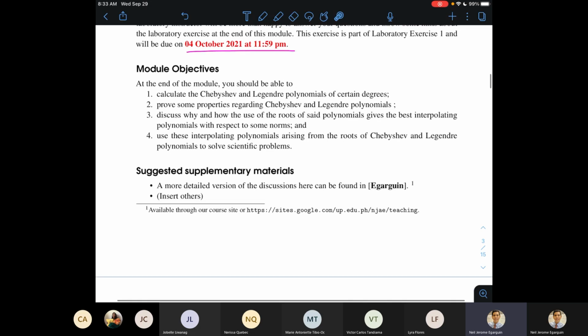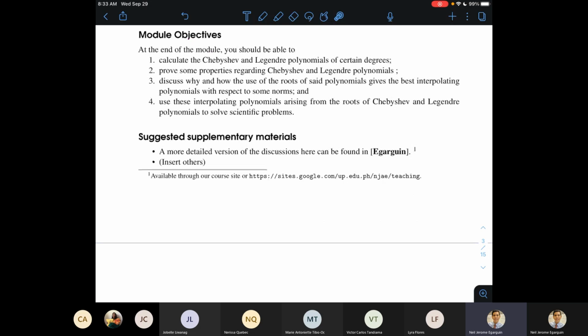So of course, detailed explanations and discussions can be found in our work text. Sorry, hindi ko nabura yung end others or insert others dito.